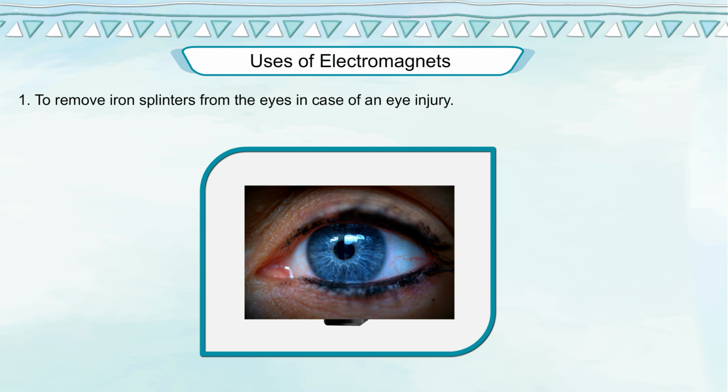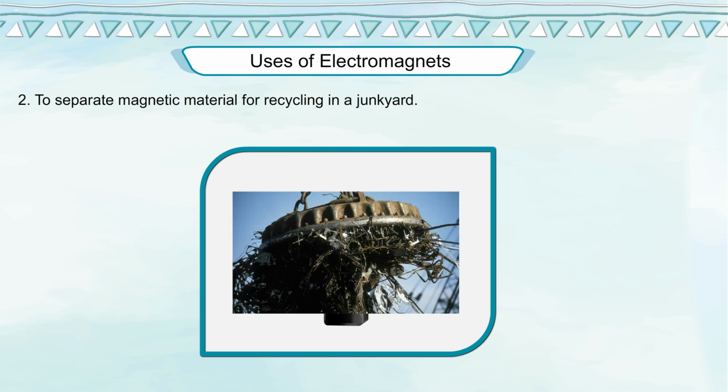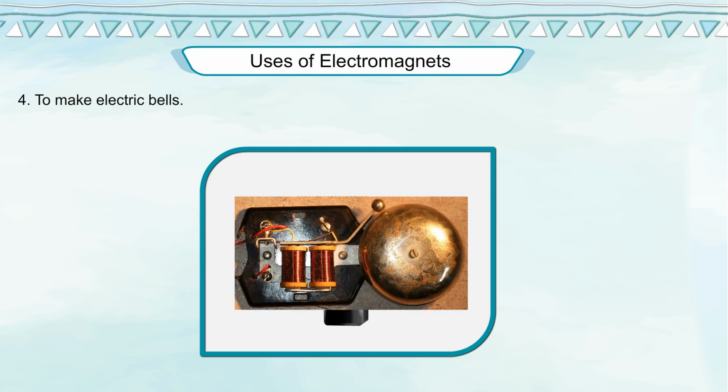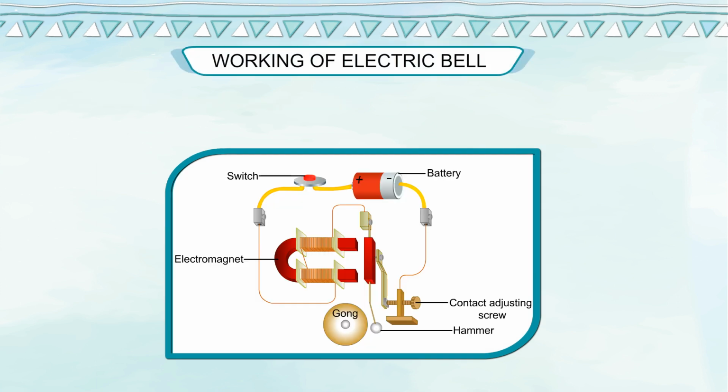To remove iron splinter from the eyes in case of an eye injury. To separate magnetic material for recycling in a junkyard. To make electromagnetic door locks for security. To make electric bells. Working of electric bell.